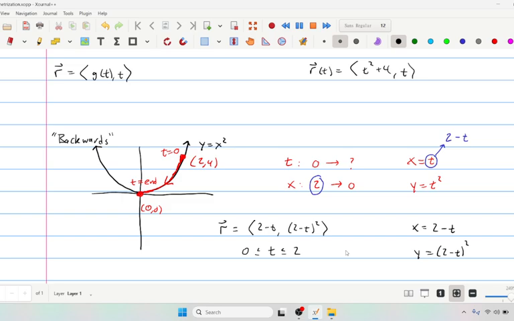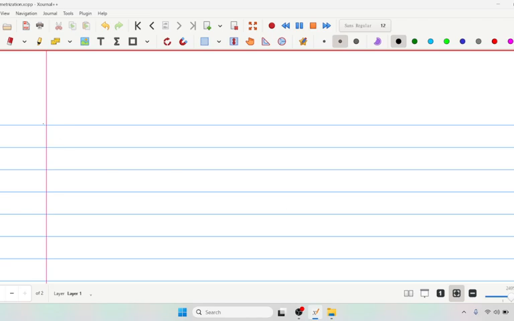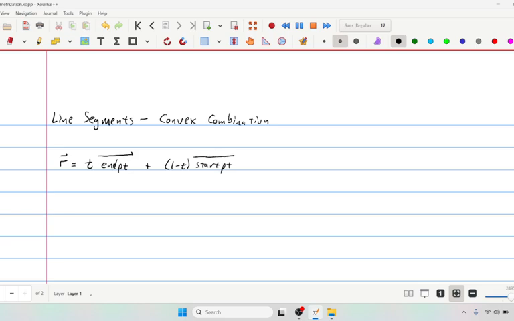The next type of problem that we'll look at parameterizing is a line segment. So we looked at functions. Let's look at line segments. Most line segments you can write as a function, but it can sometimes be quicker to use what is called a convex combination. The idea here is that r, we can write this as t times the endpoint, and we're going to treat that endpoint as a vector, plus 1 minus t times the starting point. We can think of this like a vector.